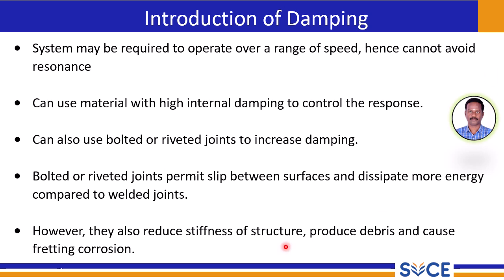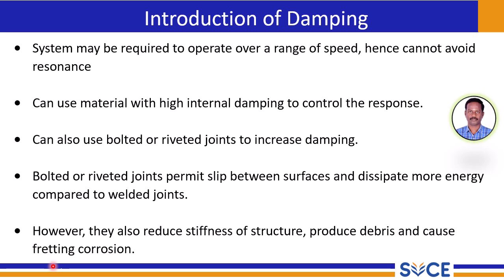However, it is important to note that while bolted or riveted joints can be beneficial for damping, they also come with certain drawbacks. These joints can sometimes reduce the overall stiffness of the structure compared to a welded connection. Additionally, the relative movement at the interfaces can produce debris due to wear and can also lead to a phenomenon called fretting corrosion, which can weaken the joint over a period of time.